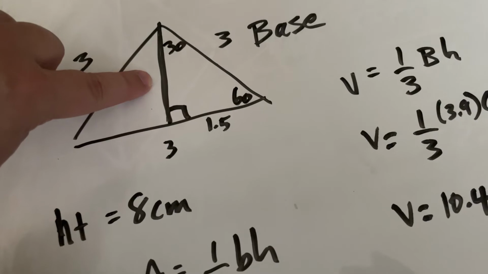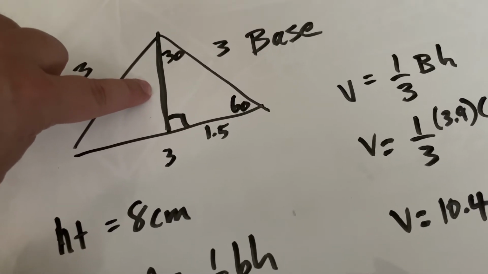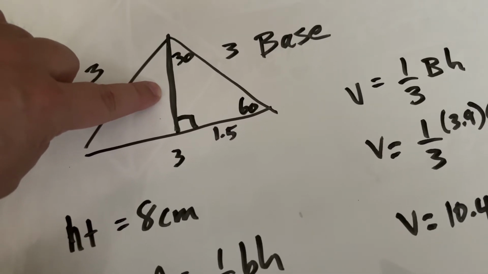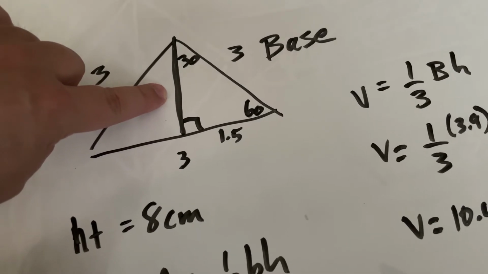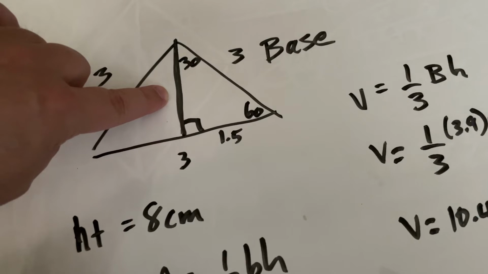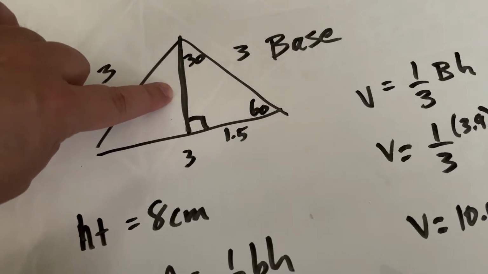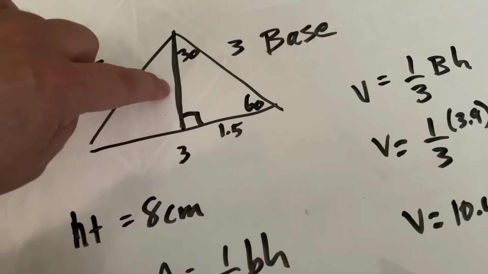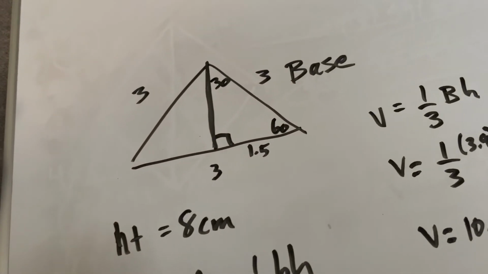Well, if you know your special 30, 60, 90 right triangle, you know this side is always the short side times the square root of 3. So if you do 1.5 times the square root of 3, you find out that the height is 2.6. So 1.5, the short side, which is this one, times the square root of 3 is this 30, 60, 90 special right triangle. You can look that up.